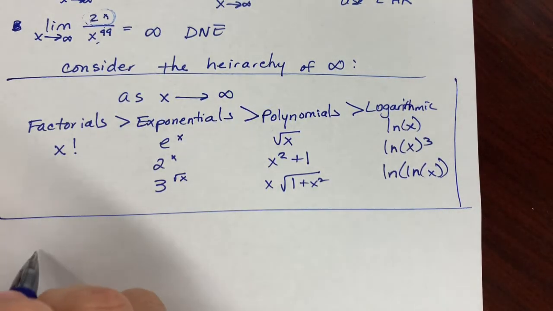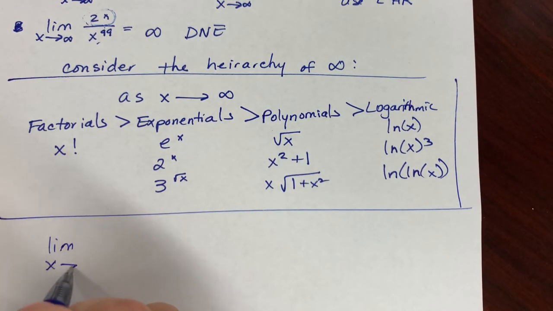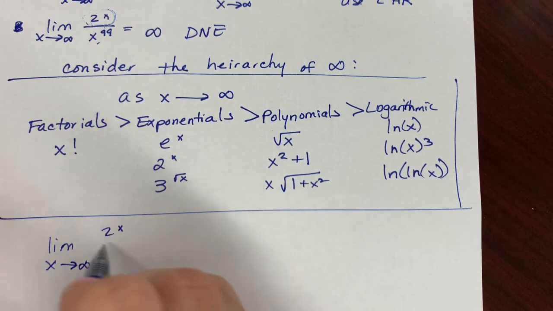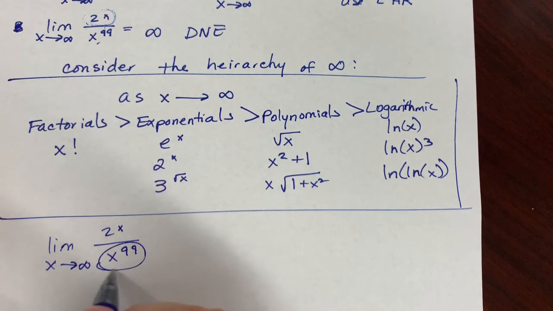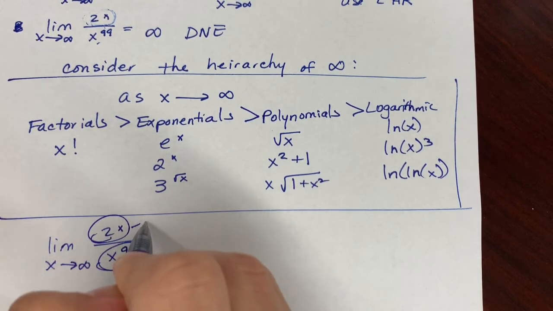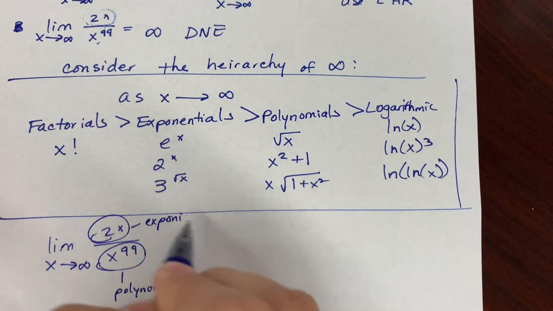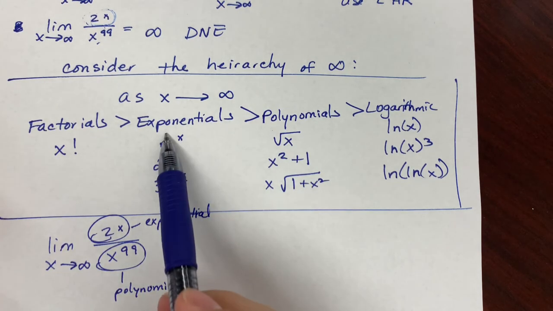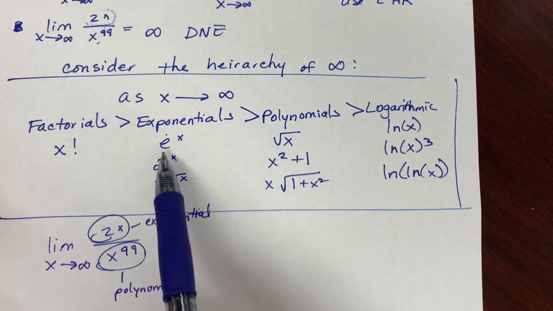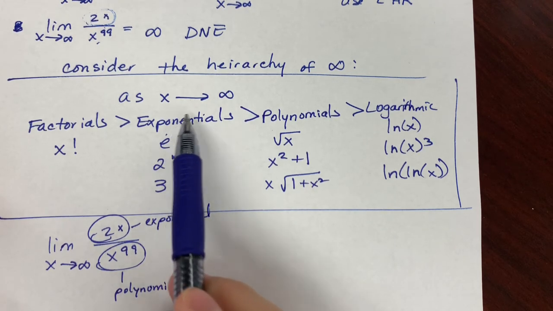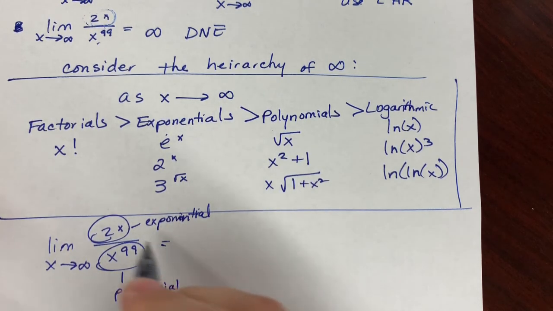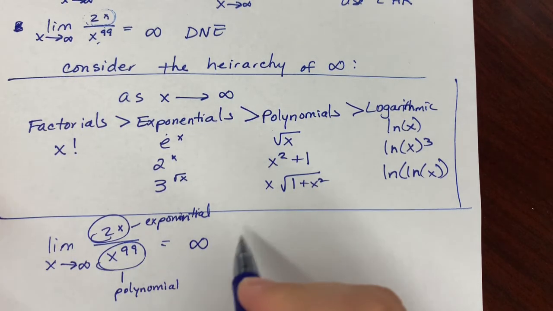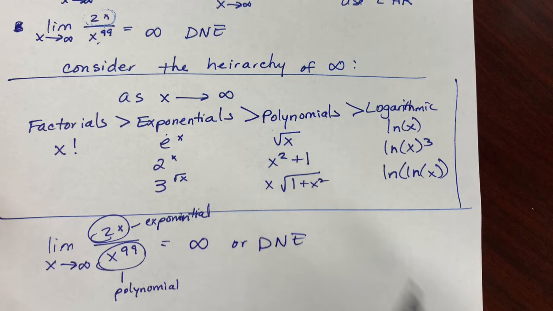So if I ever have the limit as x approaches infinity of 2 to the x over x to the 99th, here we have a polynomial, and here we have an exponential. Exponentials, as x approaches infinity, go at a much faster rate than polynomials do. So if this is going at a faster rate to infinity than this one, then the whole thing will just be equal to infinity, or does not exist.